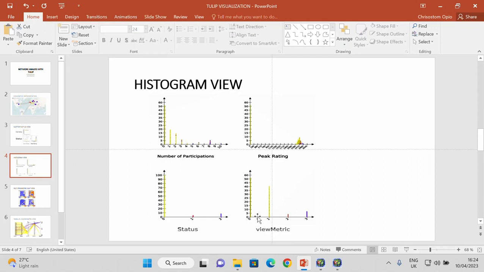So it also brings it out well. View metric, same story. Peak rating also, you find that the ones who are coded blue, who are the champions, are more highly rated than those other categories. So this visualization informs clearly the people who are consuming it.